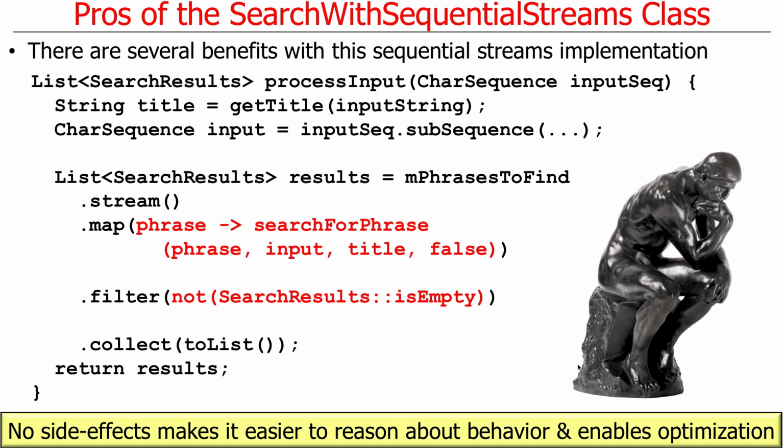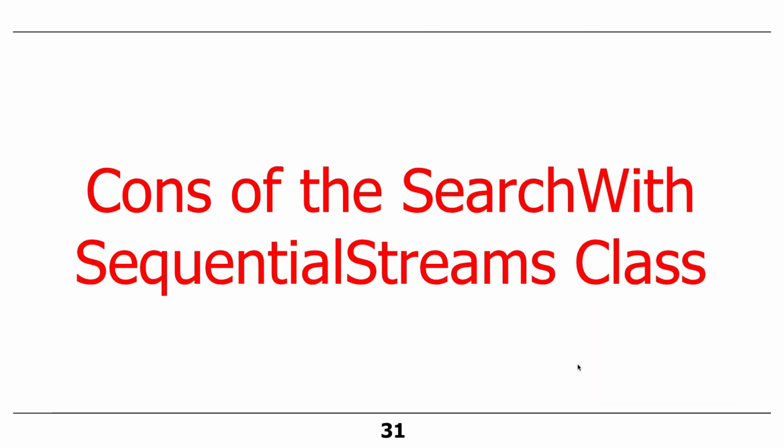And not having side effects makes it a lot easier to reason about your program behavior, because you don't have to really dig under the hood. You have to know what SearchForPhrase does. You have to know what SearchResults is empty does, but you don't have to know any side effects it may have, because it's only returning values through the output parameters. And so not only is it easier to reason about your program, it's also able to optimize it. And we'll talk later, when we talk about how streams work under the hood, about how optimizations are done automatically for you by the streams framework, which is really cool.